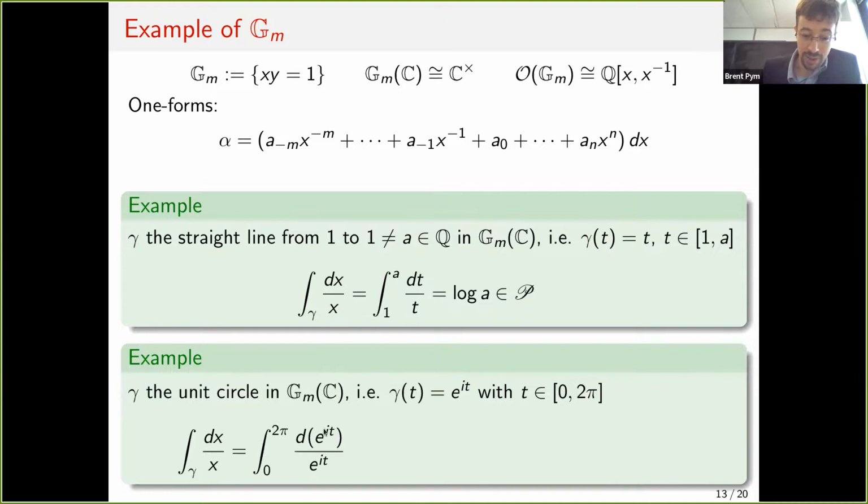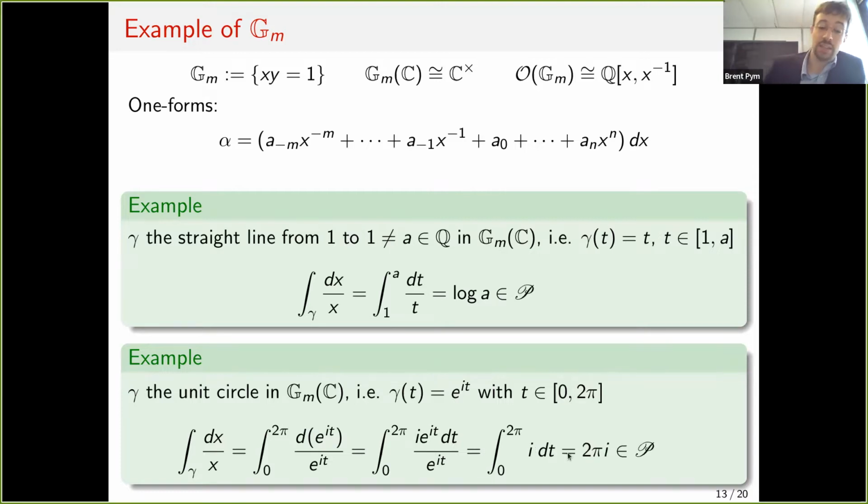So you parameterize this thing. It's d of e to the it over e to the it. And then, well, you use the chain rule and you work it out. Well, this comes out to the integral of i times dt. So at the end of the day, this boils down to 2 pi i. So these are two examples of numbers which are periods. So this is a period because it's an imaginary number, but its imaginary part is 2 pi, which is a period.